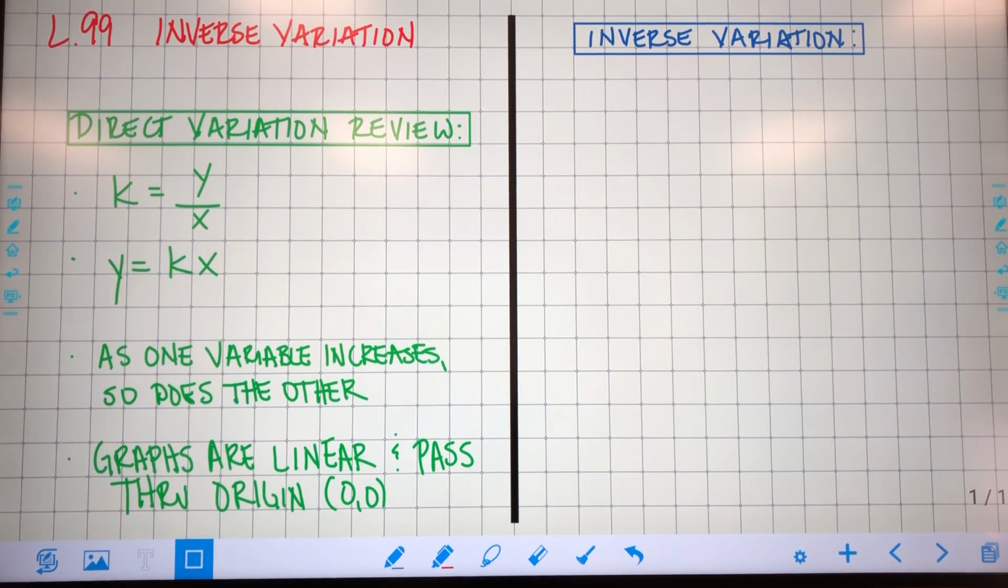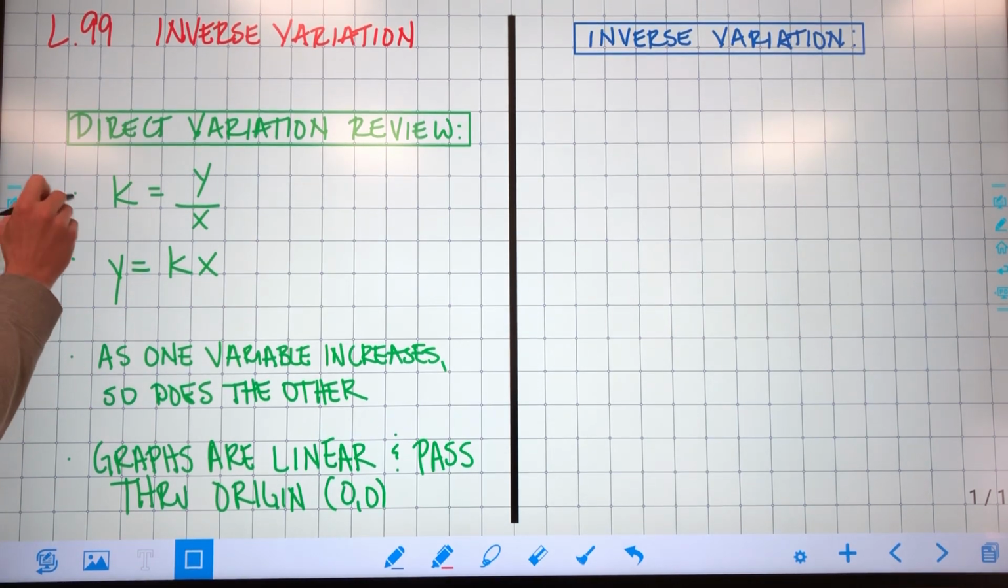All right, guys, this is lesson 99, talking about inverse variation. Before we get into inverse variation, we have to review a little bit about direct variation. We should know a couple of characteristics of direct variation.